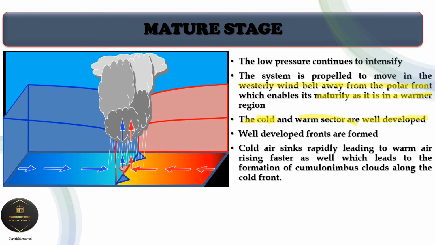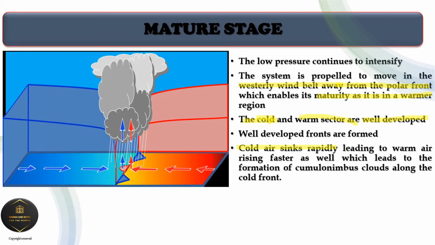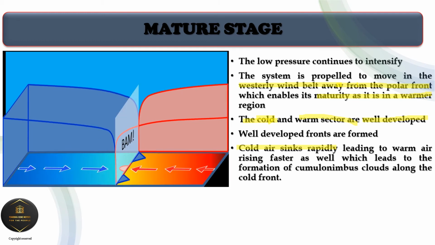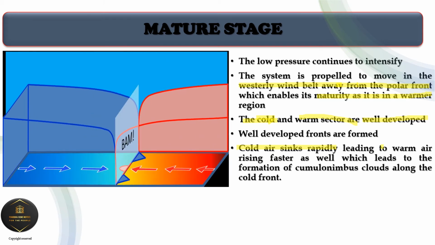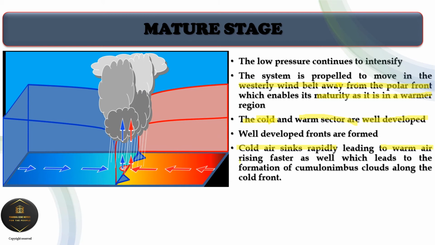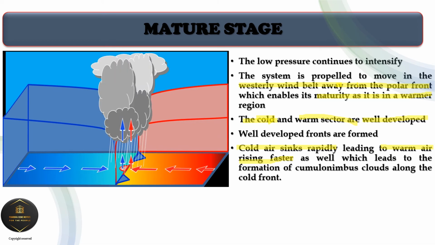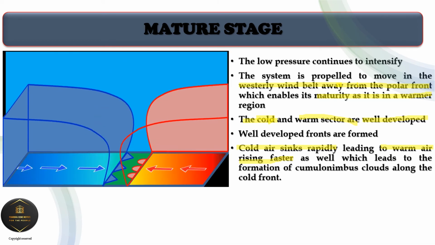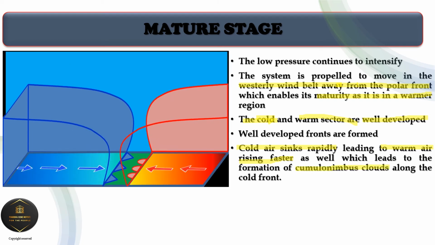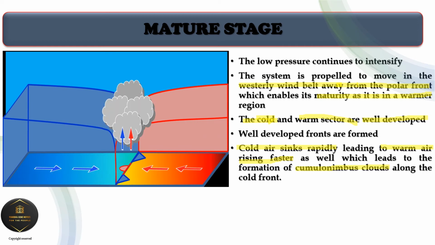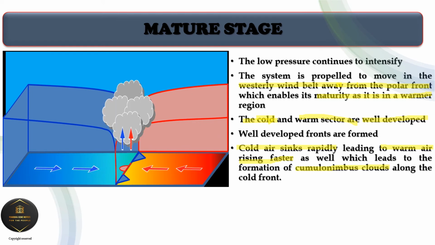Now what will then happen is that the cold air will sink rapidly. As it sinks rapidly in the cold sector, or as it enters the system, it will force the warm air to rise rapidly. Now this leads to a steep pressure gradient force forming, which will mean we will thus have the formation of cumulonimbus clouds along the cold front. Because of this rapid warm rising air, we are going to have the formation of cumulonimbus clouds as a result.